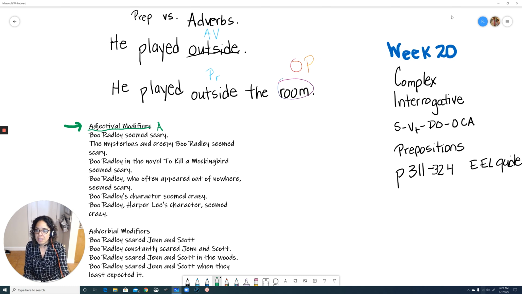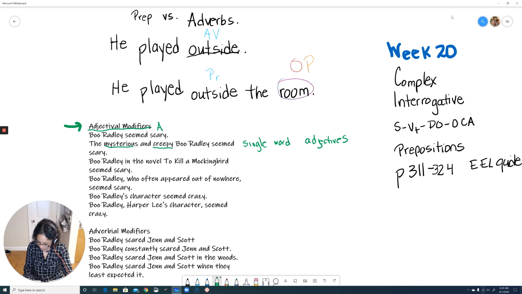In our next sentence, we see the mysterious and creepy Boo Radley seemed scary. So we have added some fun words to this sentence to give it some more color. These two words, mysterious and creepy, are our adjectives modifying Boo Radley because they're giving us some more information about him. These are called single word adjectives.